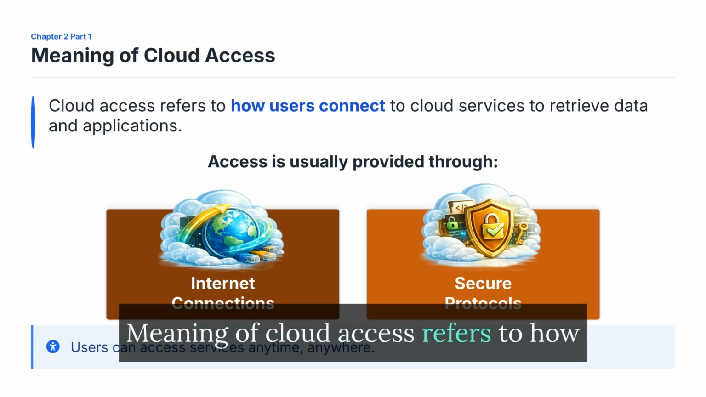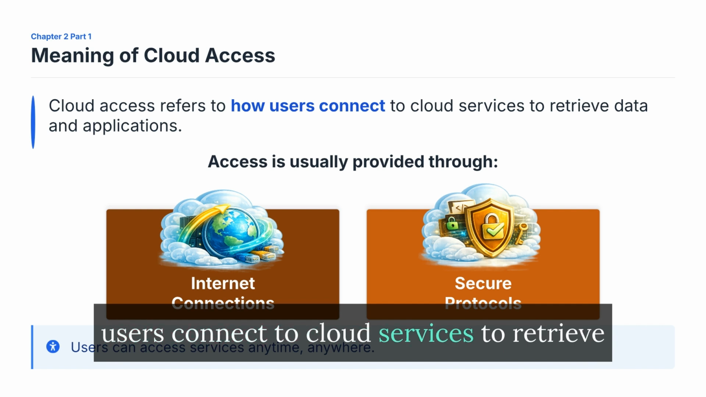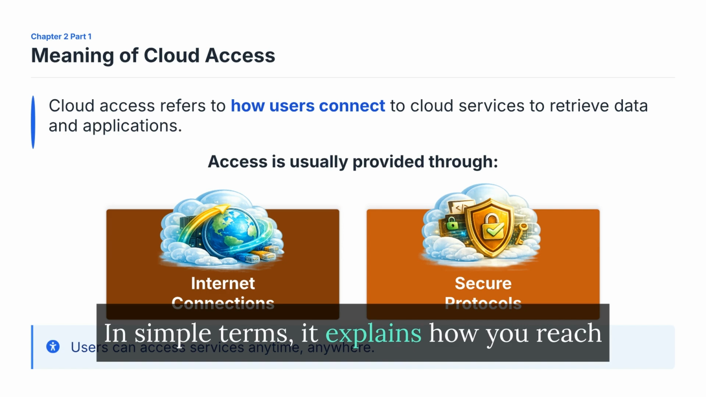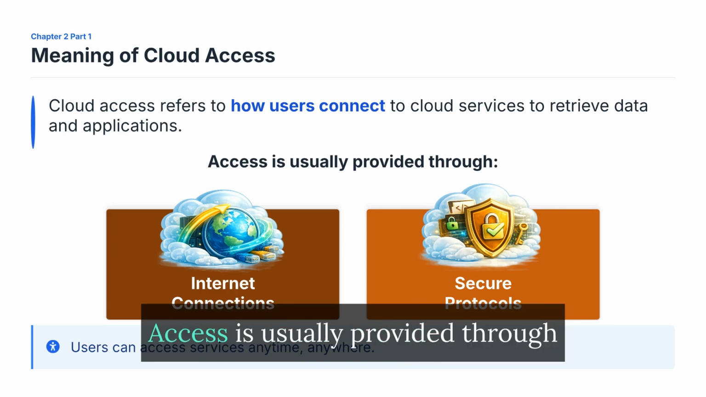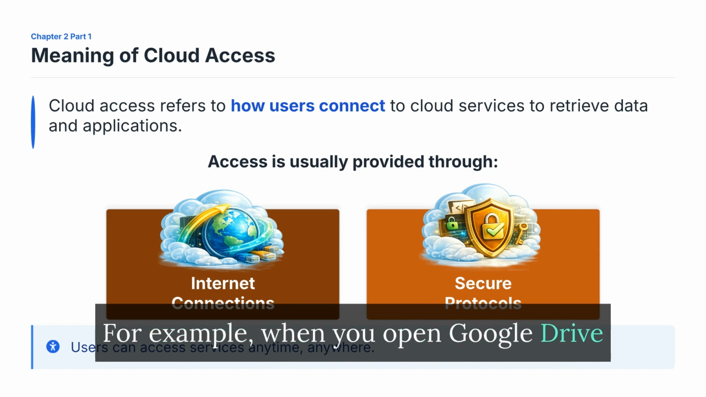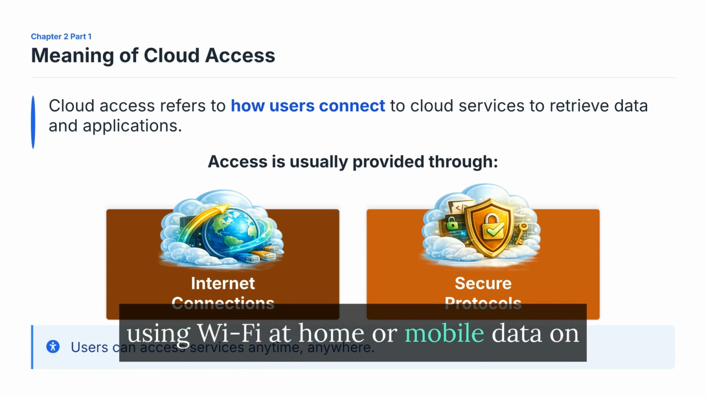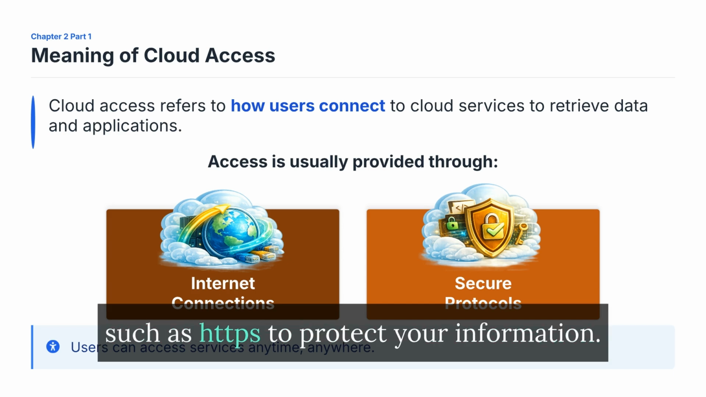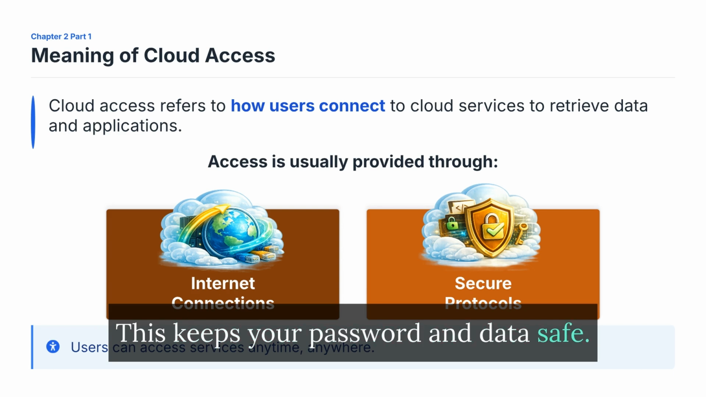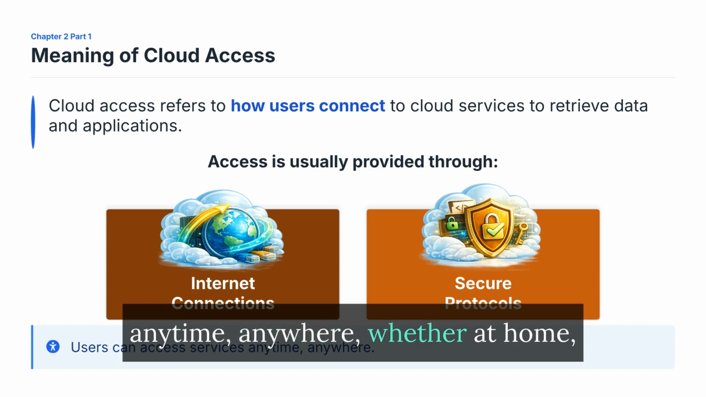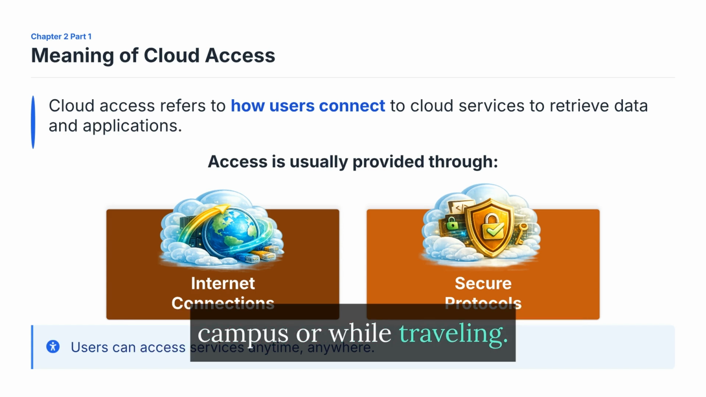Cloud access refers to how users connect to cloud services to retrieve data and applications. In simple terms, it explains how you reach the cloud. Access is usually provided through internet connections. For example, when you open Google Drive using Wi-Fi at home or mobile data on your phone. It also uses secure protocols, such as HTTPS, to protect your information. This keeps your password and data safe. Because of this, users can access services anytime, anywhere, whether at home, campus, or while traveling.